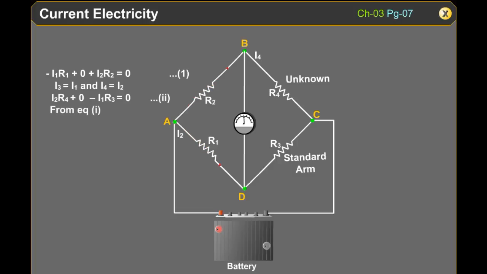From equation 1, I1 by I2 is equal to R2 by R1. From equation 2, I1 by I2 is equal to R4 by R3. Hence, we get R2 by R1 is equal to R4 by R3. This balance condition of the Wheatstone bridge provides a practical method for determination of an unknown resistance.